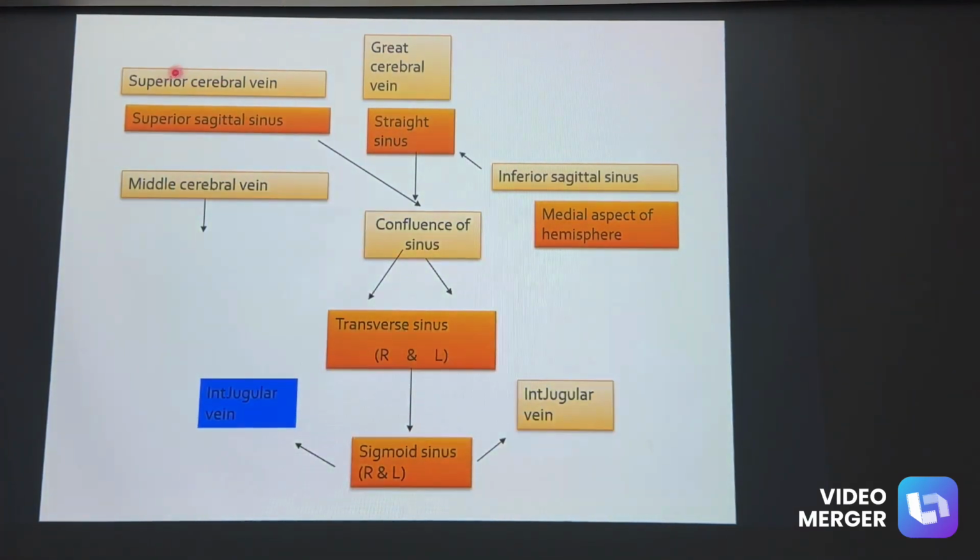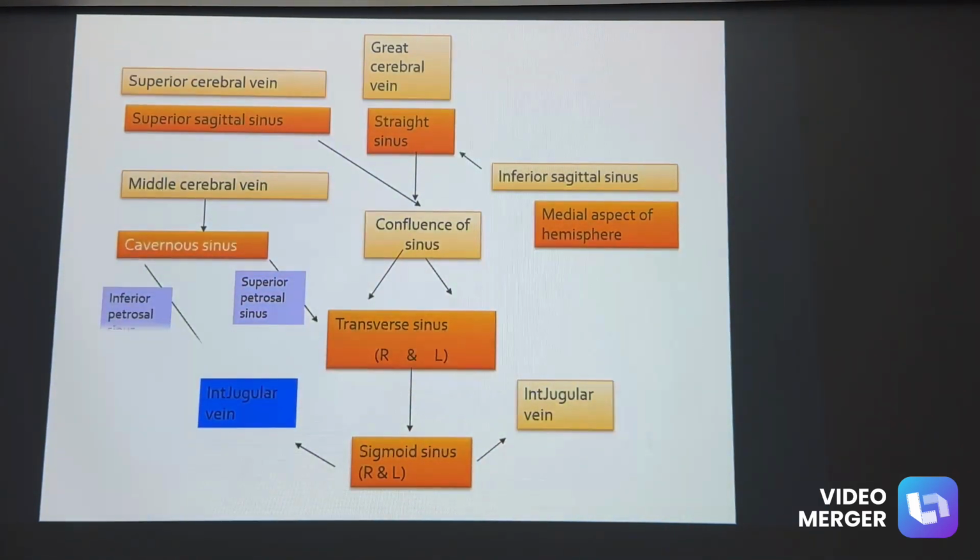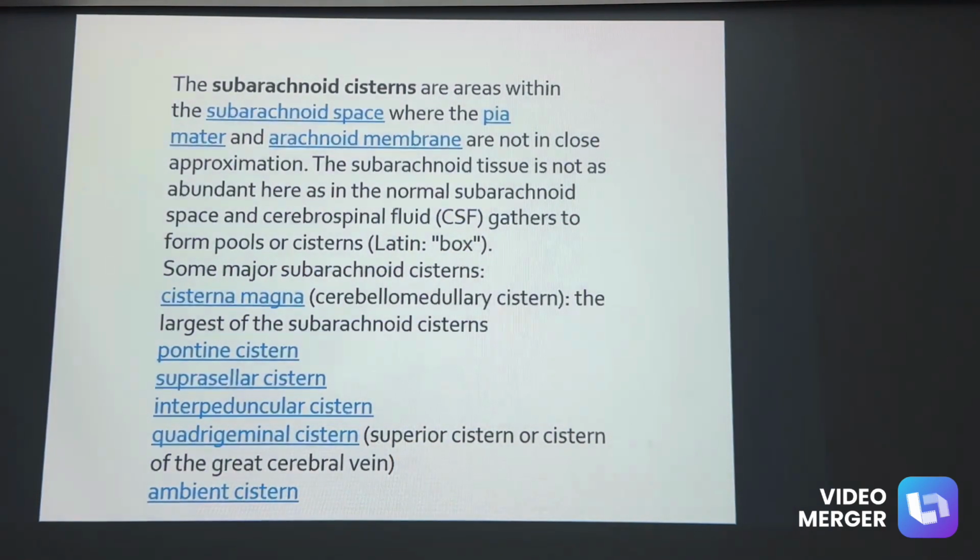Here we mention the superior cerebral vein. Opposite, for the deep structures, is the middle cerebral vein. The middle cerebral vein is called the superficial sylvian vein and the deep sylvian vein, respectively. And it drains into the cavernous sinus, which through the superior petrosal sinus drains into the transverse sinus, and the inferior petrosal sinus drains into the internal jugular vein directly. This is the demonstration of the venous drainage of the brain.